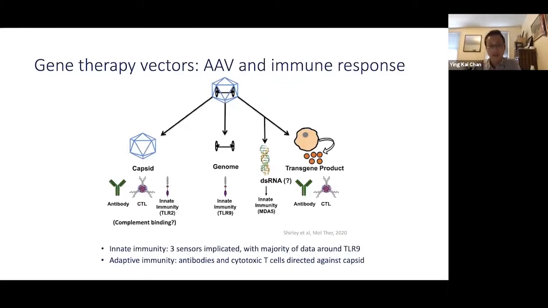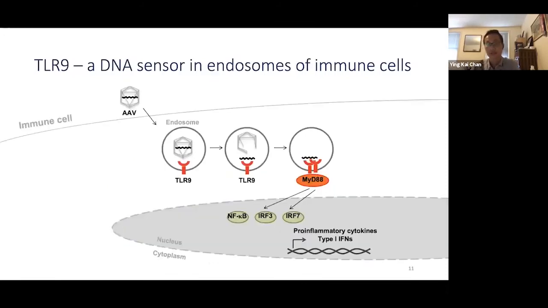Here's a one-figure summary of immune responses to the AAV vector. In terms of innate immunity, 3 sensors are implicated: toll-like receptor 9, toll-like receptor 2, and MDA5. The main one appears to be toll-like receptor 9 for AAV, as that has been studied and verified by multiple labs. For adaptive immunity, much of the work has been focused around antibody responses to the capsid, the protein shell of the vector, as well as cytotoxic T-cell responses to the capsid. Let's now go through each arm.